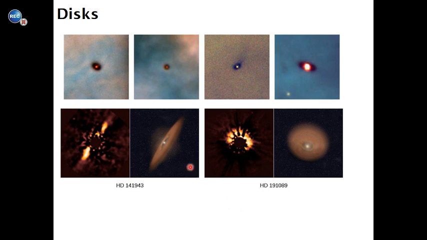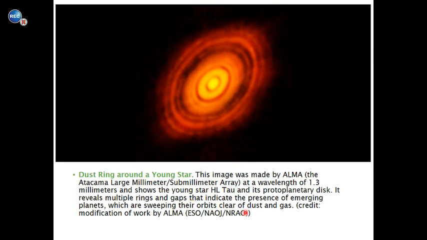And here are some more disks you can see. I said this in the first week or so, and it's still true: the universe shows a lot of small flat disks. Here's another, rings around a star in this case. The rings are probably indicating that there are places where the planets are possibly forming and clearing their orbits.